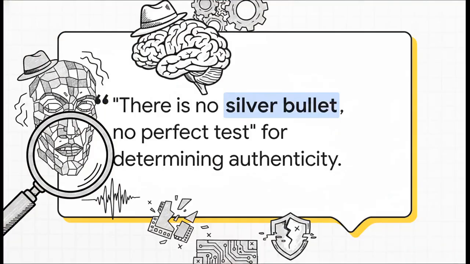Craig Silverman nails this in the Verification Handbook. He says there is literally no silver bullet, no perfect test for determining authenticity. Despite all our super advanced AI detection tools, tech alone just cannot replace your critical judgment as a journalist. These verification systems have blind spots. They can hallucinate, and they can totally fail against the newest, shiniest generation of synthetic media.